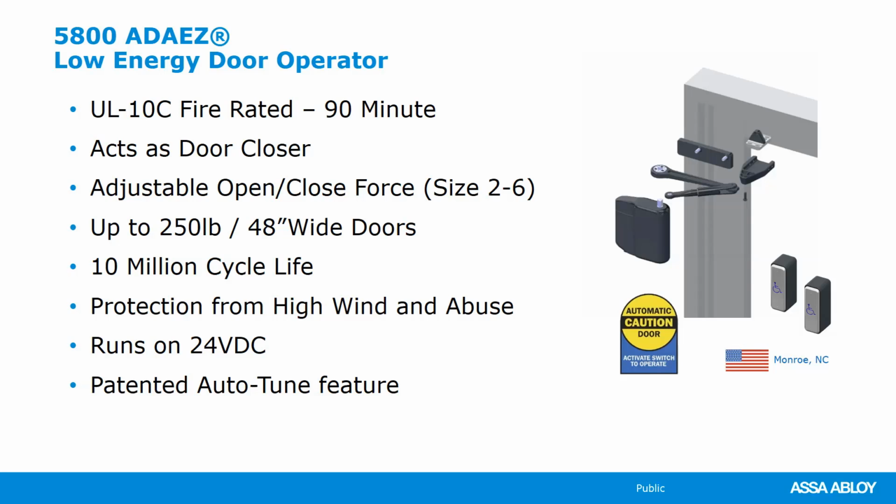Although compact in size, it's extremely robust with a 10 million tested cycle life. It's designed to control doors up to 250 pounds in weight, 48 inches in width, and even provides protection from high wind and abuse. To make the installation simple and potentially eliminate the need for an electrician, the device plugs into an ordinary 110 duplex outlet using a supplied 24-volt plug-in transformer, a wall transformer. And a patented auto-tune feature learns the door size and weight and automatically sets the door opening force, the hold open time, and the closing speed. That's what we talked about before. Remember the 5-second hold open time and closing speed automatically makes the unit compliant to the ANSI A156.19 code.